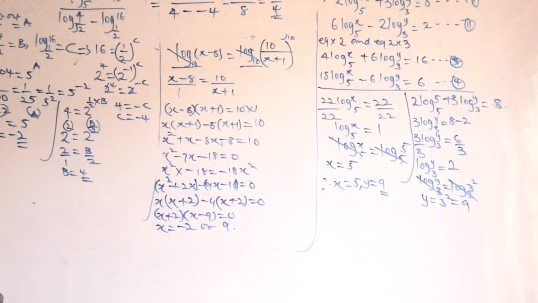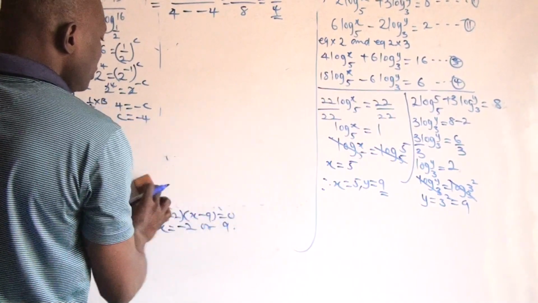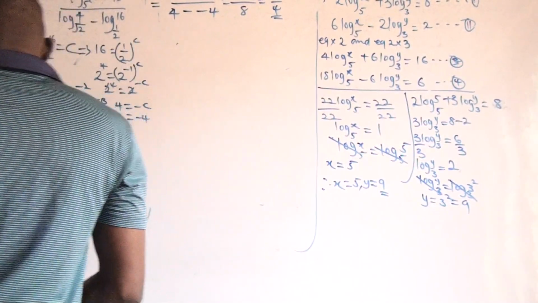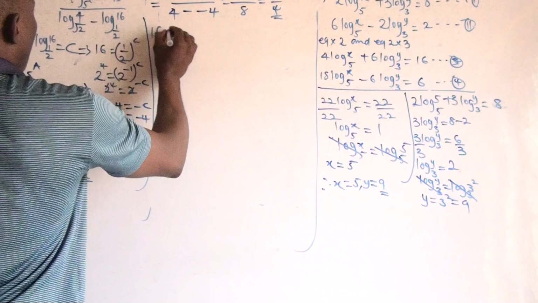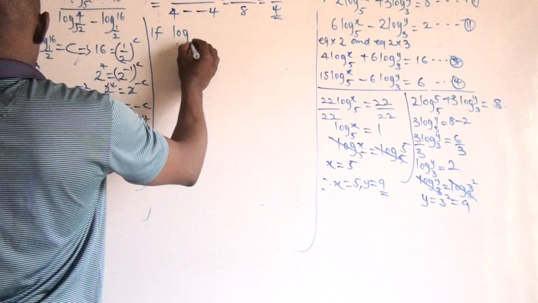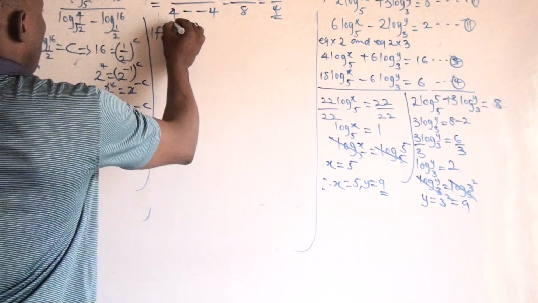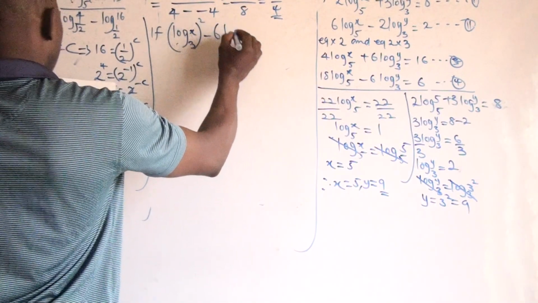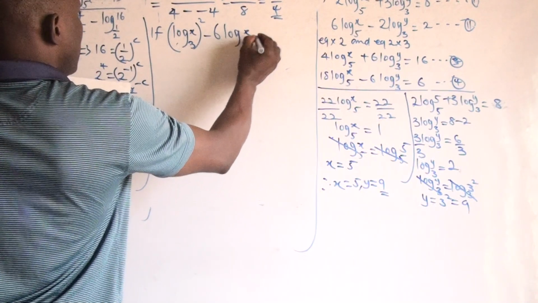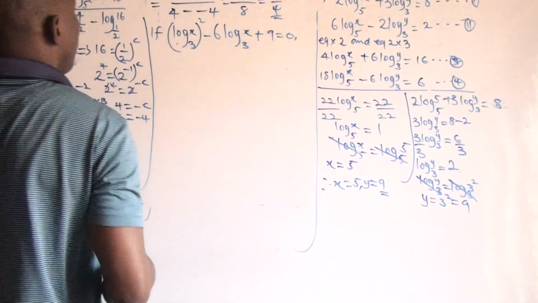Now let's look at this question and see how we can resolve it. The next question here is: if log x to base 3 raised to power 2 minus 6 log x to base 3 plus 9 is equal to 0, find x.